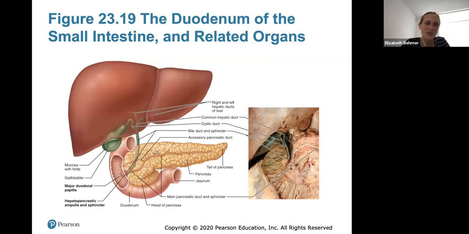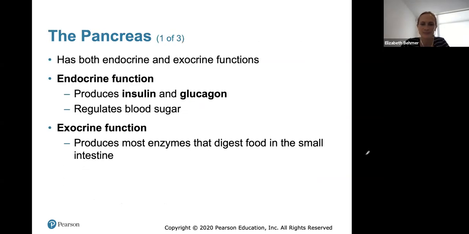And again, you should understand well this picture, especially the picture of all the ducts. So here's your common hepatic duct coming from the liver. It joins up with the cystic duct coming from the gallbladder to form the common bile duct. And the common bile duct joins up with the pancreatic duct, and it gives out its bile and pancreatic juice to the duodenal papilla of the duodenum.